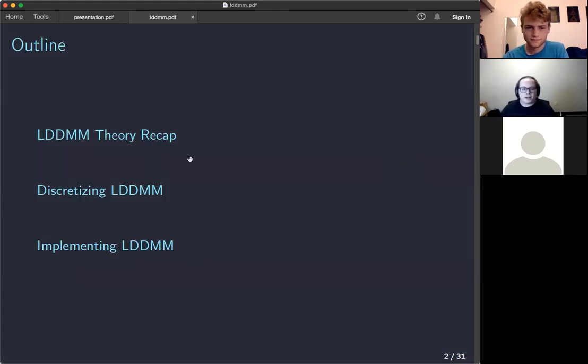So, a brief outline of the talk. First, I'm going to talk about some of the theory of this registration approach. Second, I'm going to talk about how we can discretize this and solve it on a computer. And last, how I'm implementing this in code and getting some half decent results that may be a little bit new, for me at least. They're pretty new and pretty cool.